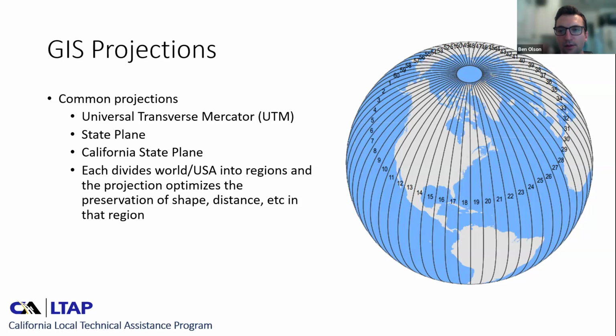If you were interested in Portugal, you go over here, you use UTM 29. So it's a set of projections. There's one unique one for each of the 60 regions that the world has been divided into. The state plane projection system does the same thing, but just for the United States, so it's a little more customized and optimized for the US. And then the California state plane does the same thing, but just for the state of California.